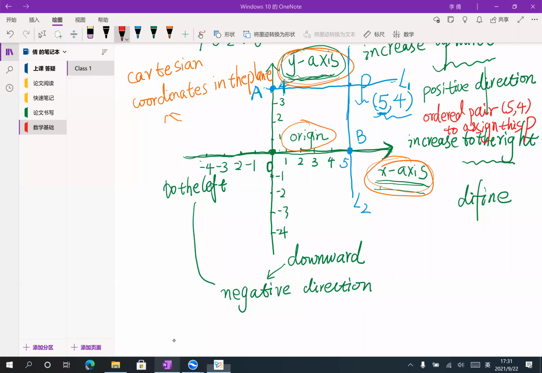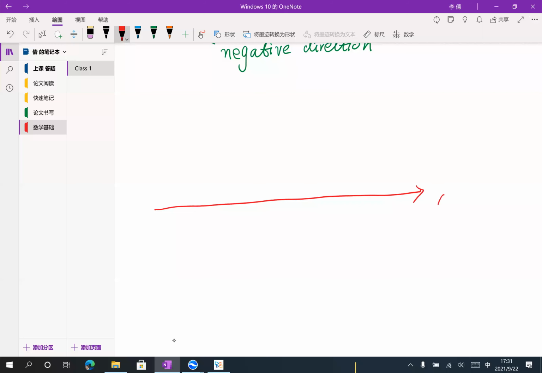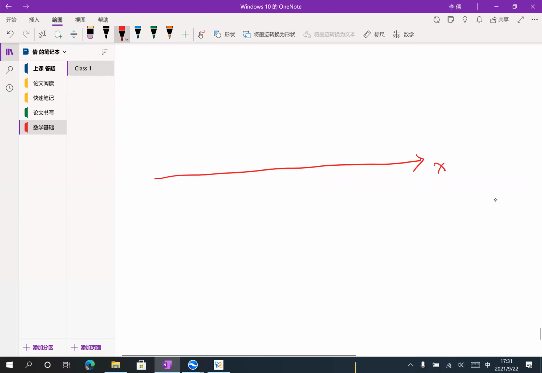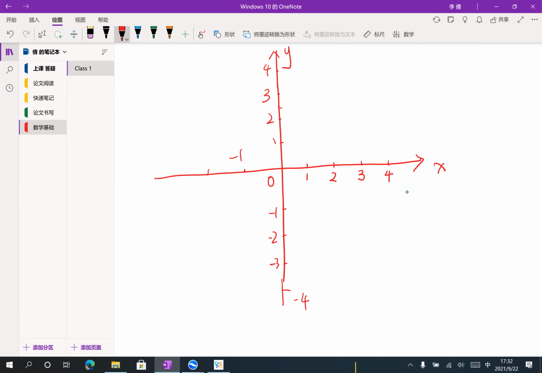Let's say this is the x-axis and this is the y-axis, and this is 0, and this is 1, 2, 3, 4, and this is 1, 2, 3, 4, and then this is -1, -2, -3, -4, and this is -1, -2, -3, -4.